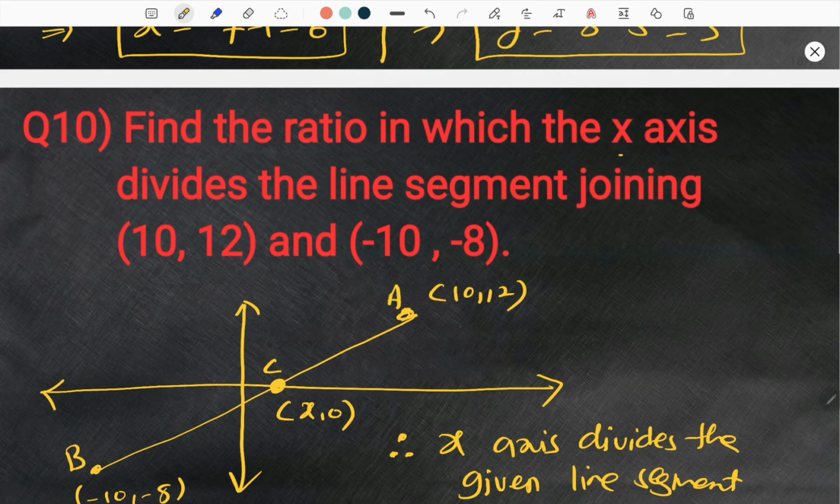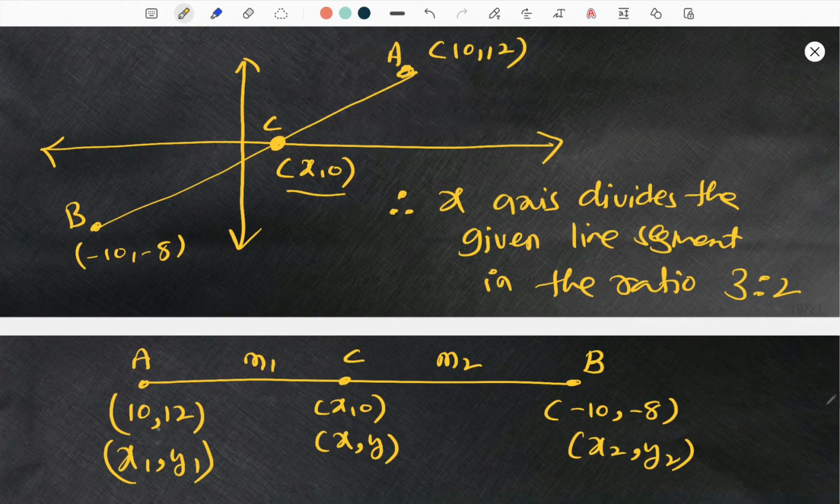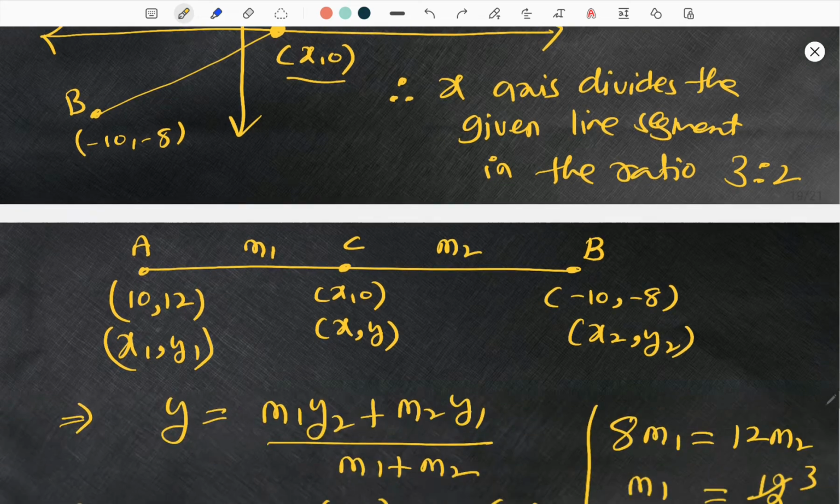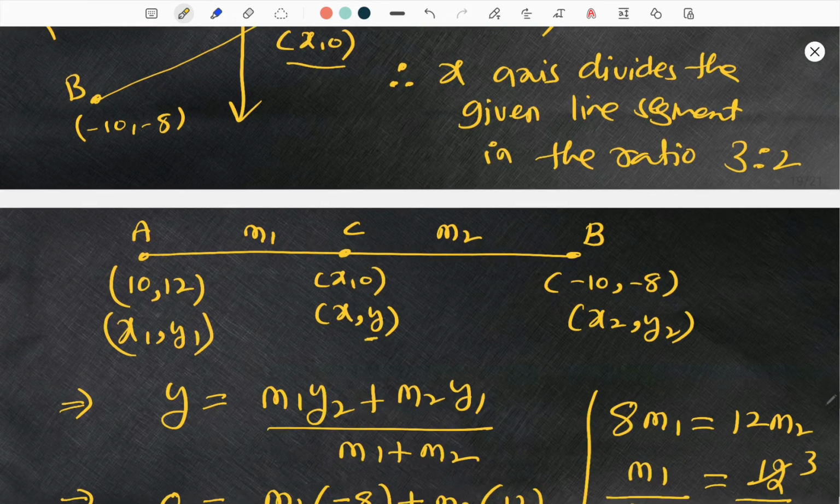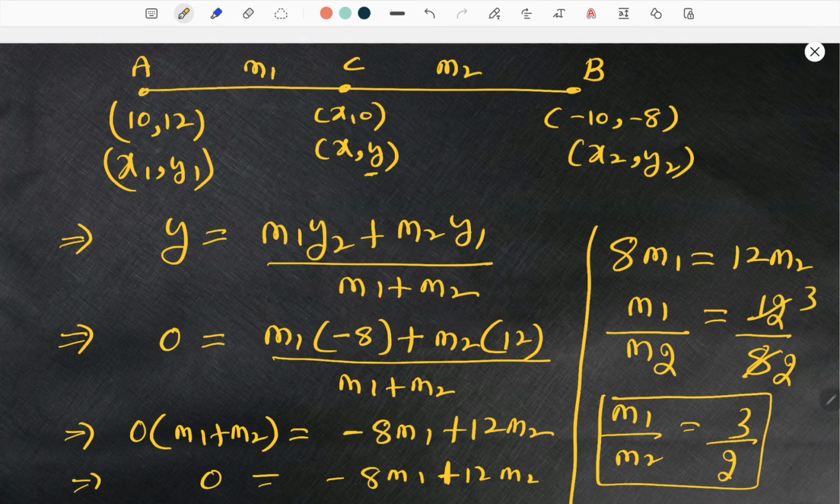Please try to have a look here. Find the ratio in which the x-axis divides. X-axis means the coordinates are x comma 0. The line segment is bounded by the points 10 comma 12 and minus 10 comma minus 8. That's what I have written here directly. Then afterwards I have taken this point, then I took the hint of this y, then I calculated it.